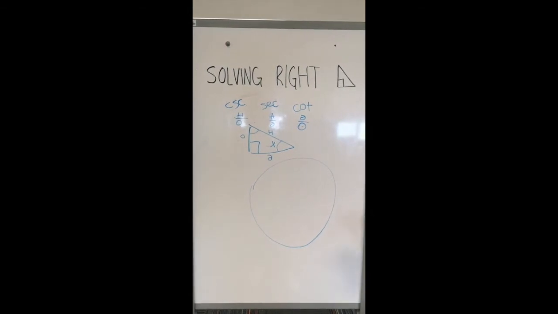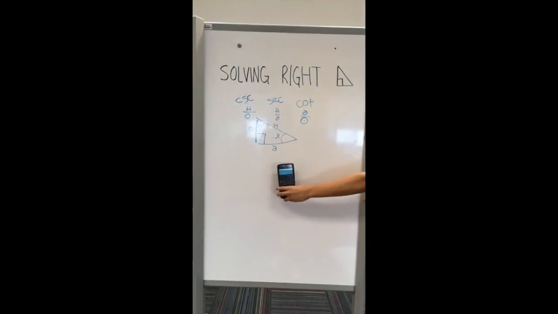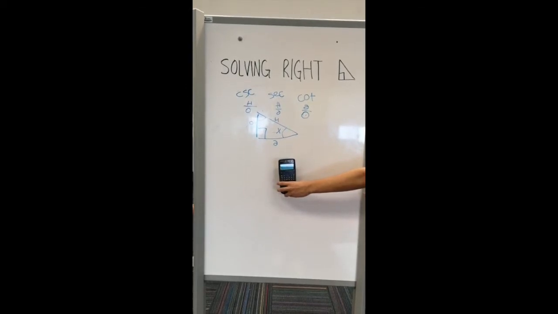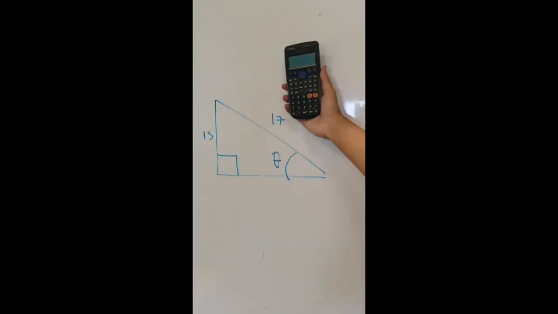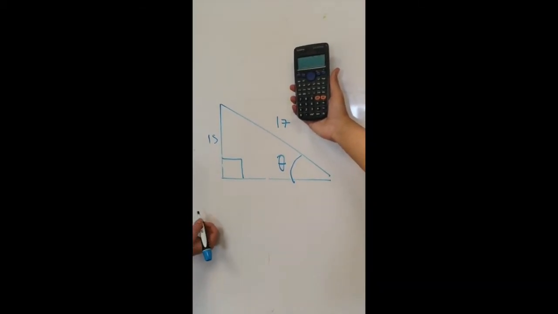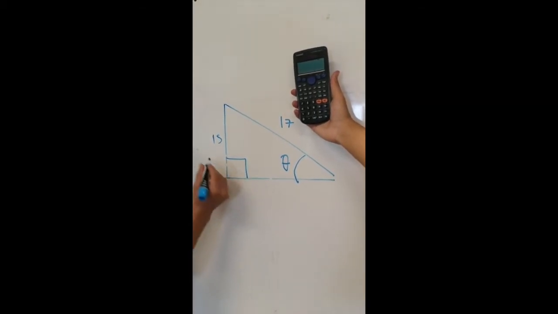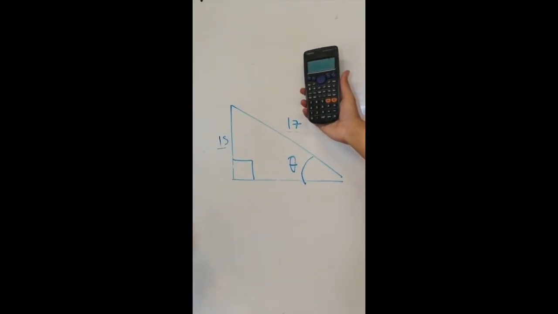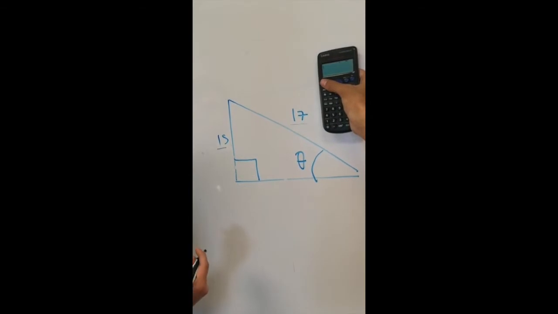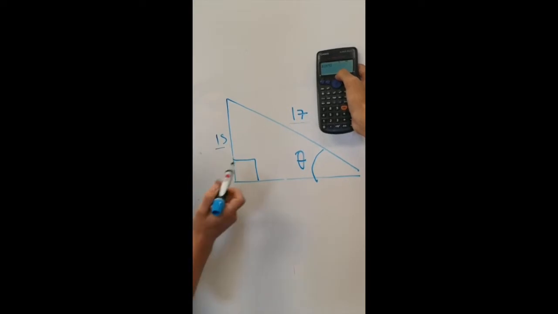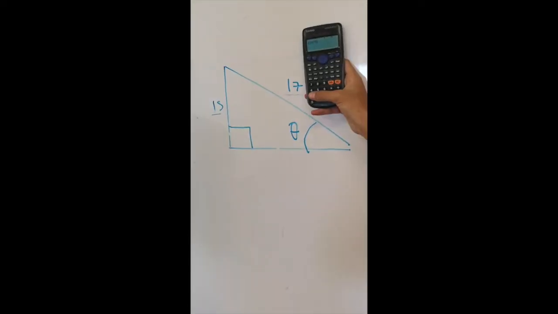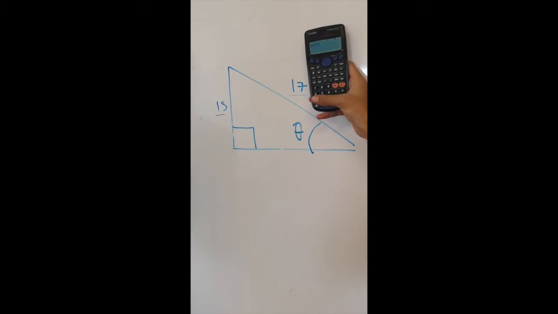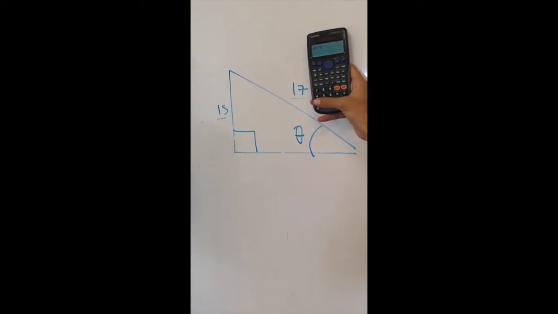Now we're going to explain how to do it on the calculator. To understand better, we have an example. In this example, we have the angle, and we have 2 sides. We have the opposite and the hypotenuse. In this case, we will use the inverse sine function to get the angle because we have the opposite and the hypotenuse.